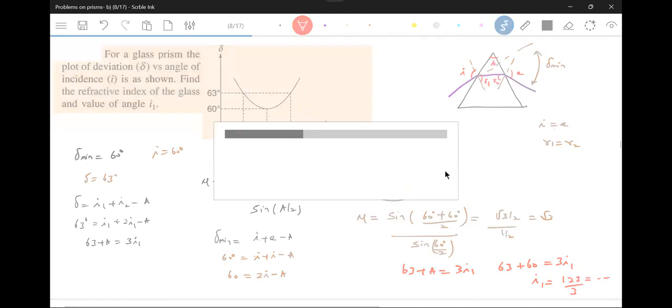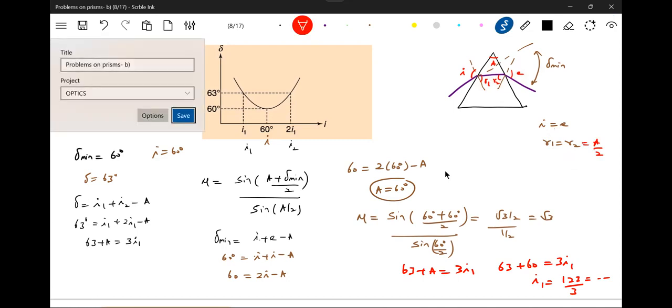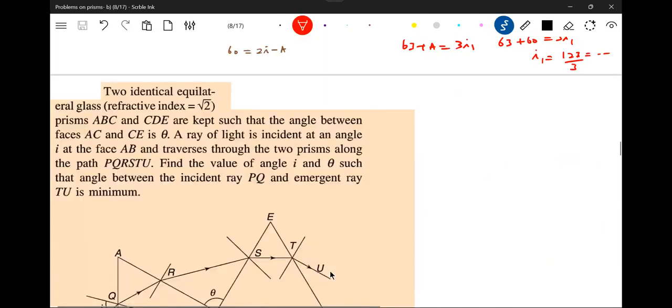Manageable, all some formulas, and you should have that minimum deviation condition there. At minimum deviation, incident angle and emergent angle will be equal, and the refracting angles will be equal, and they should be equal to A by 2. Right, in many problems, this is going to help you a lot. We'll take the next one.